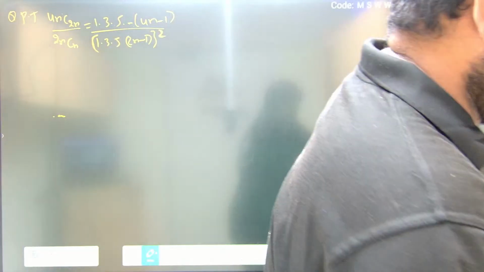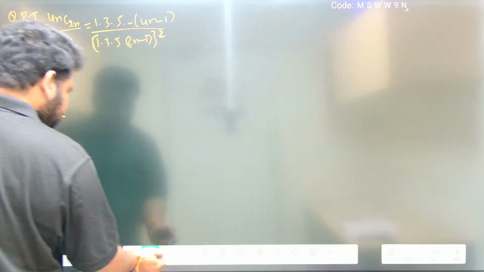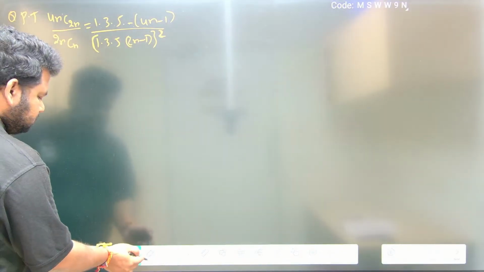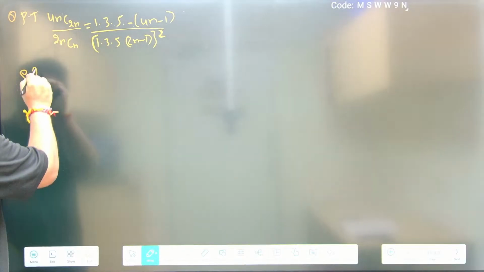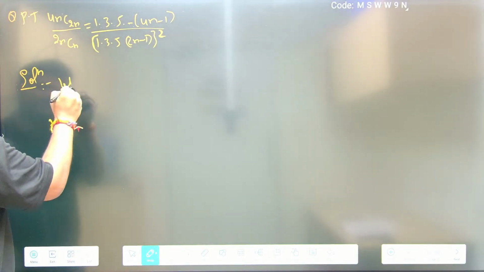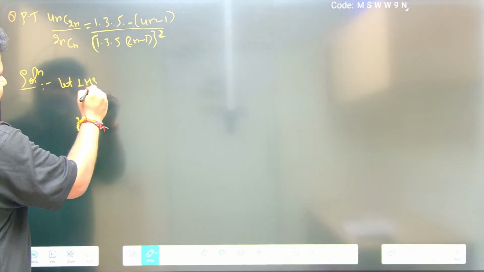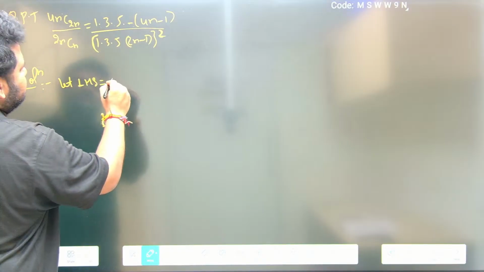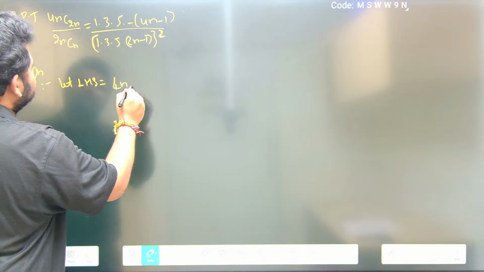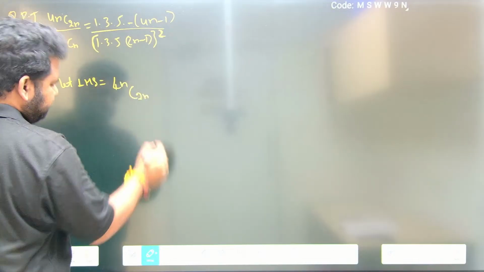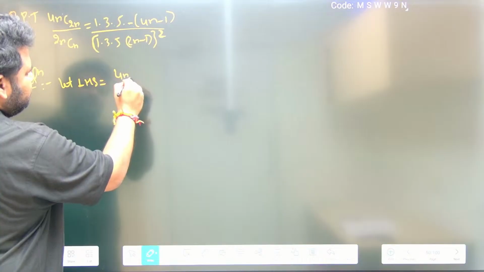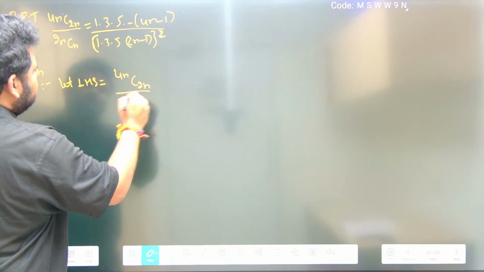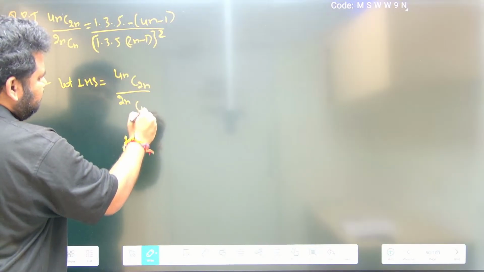Now see here what we can do. Solution: let LHS be equal to 4n C 2n divided by 2n C n. This is what is given.